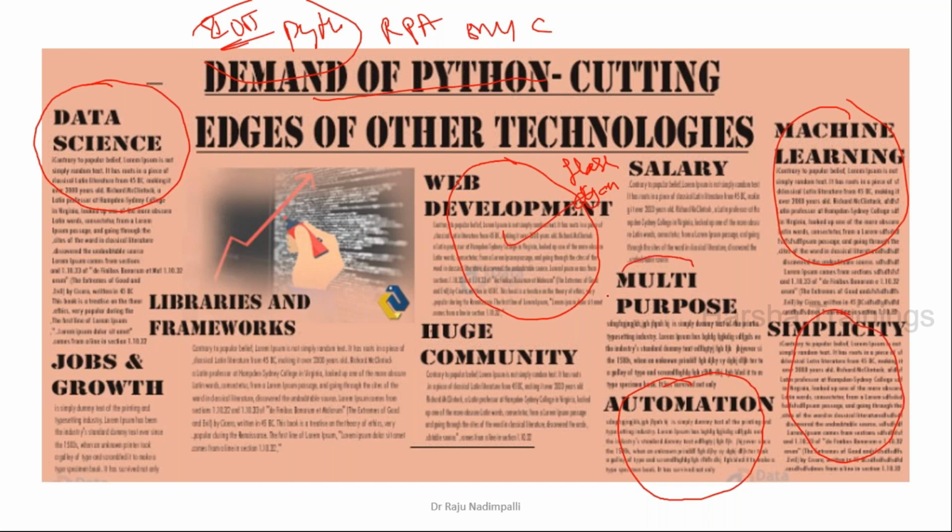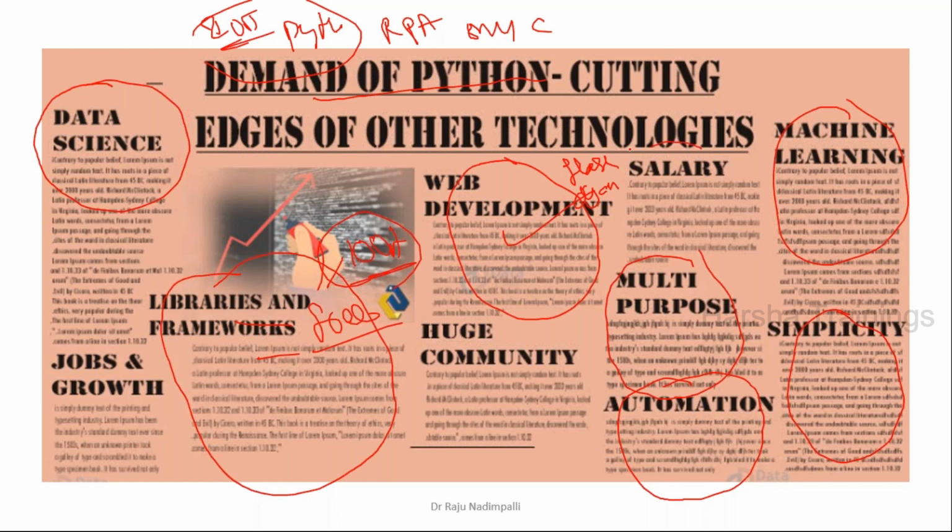And it is used for multiple purposes. And the most important point is it has huge libraries and frameworks. Because it is free and open source software, hundreds and thousands of libraries are available. Every day, a new library comes to Python to implement a specific job.